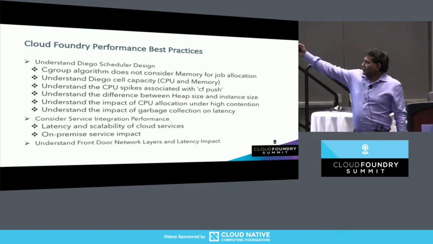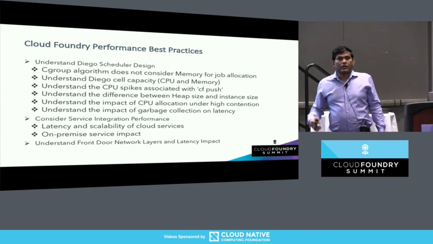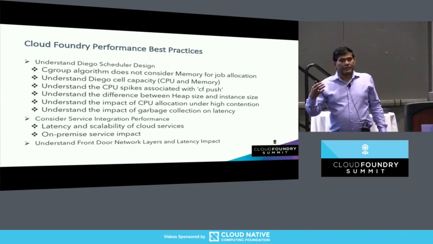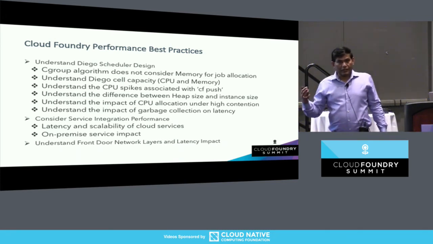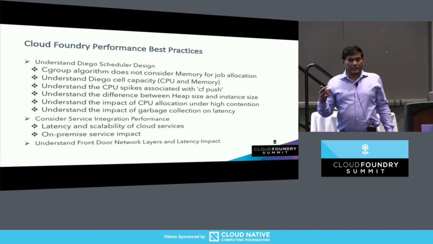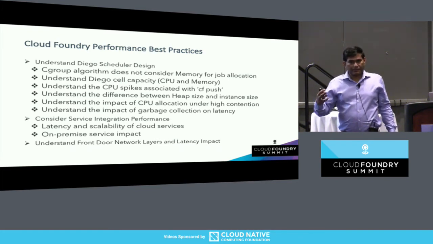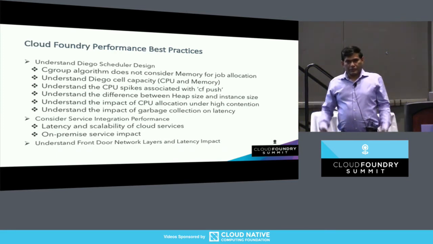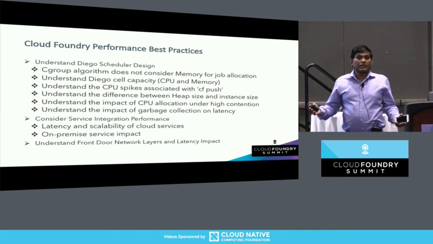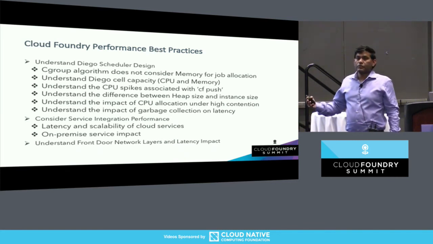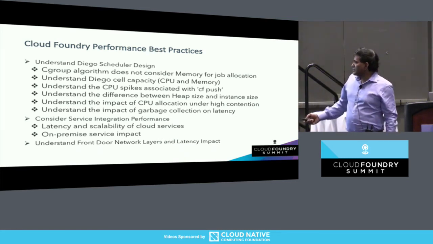And then there are other things, like the cgroup algorithm. When you push an app, the algorithm doesn't take into consideration whether that particular cell has enough CPU left, because the algorithm is based on the memory. So that also will have an impact, because your cell is completely saturated from a CPU perspective, but still the push will go to that cell and then that staging may fail. And some of those things we need to take into consideration.